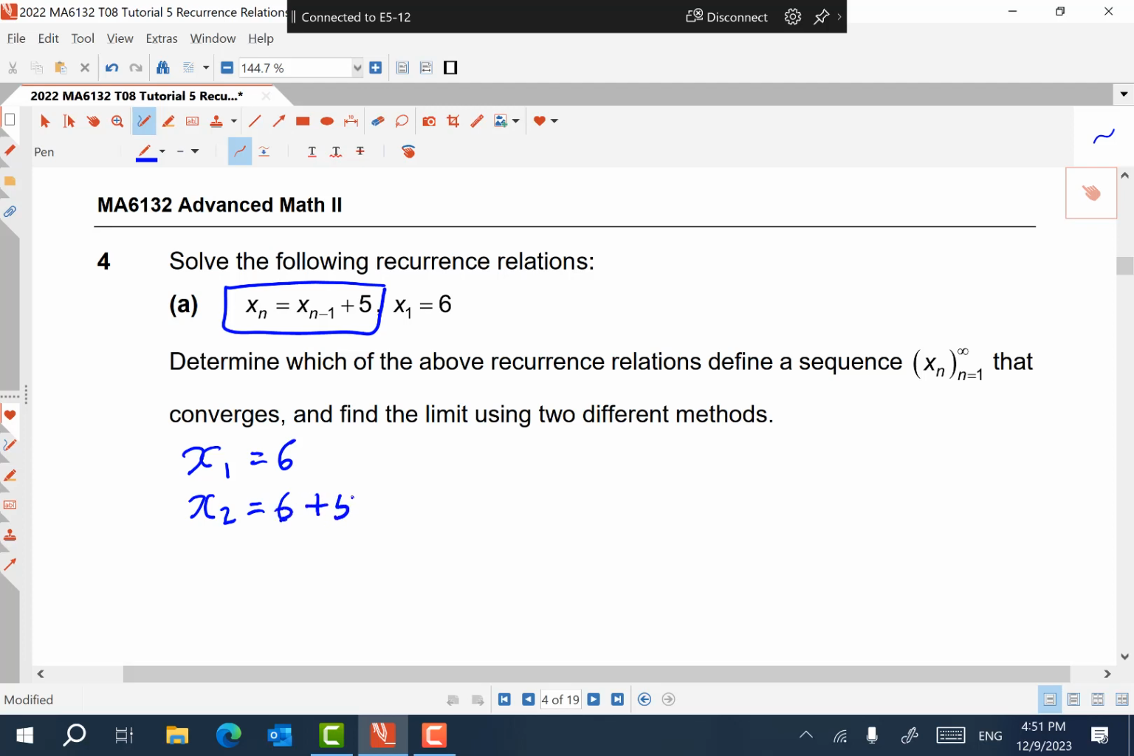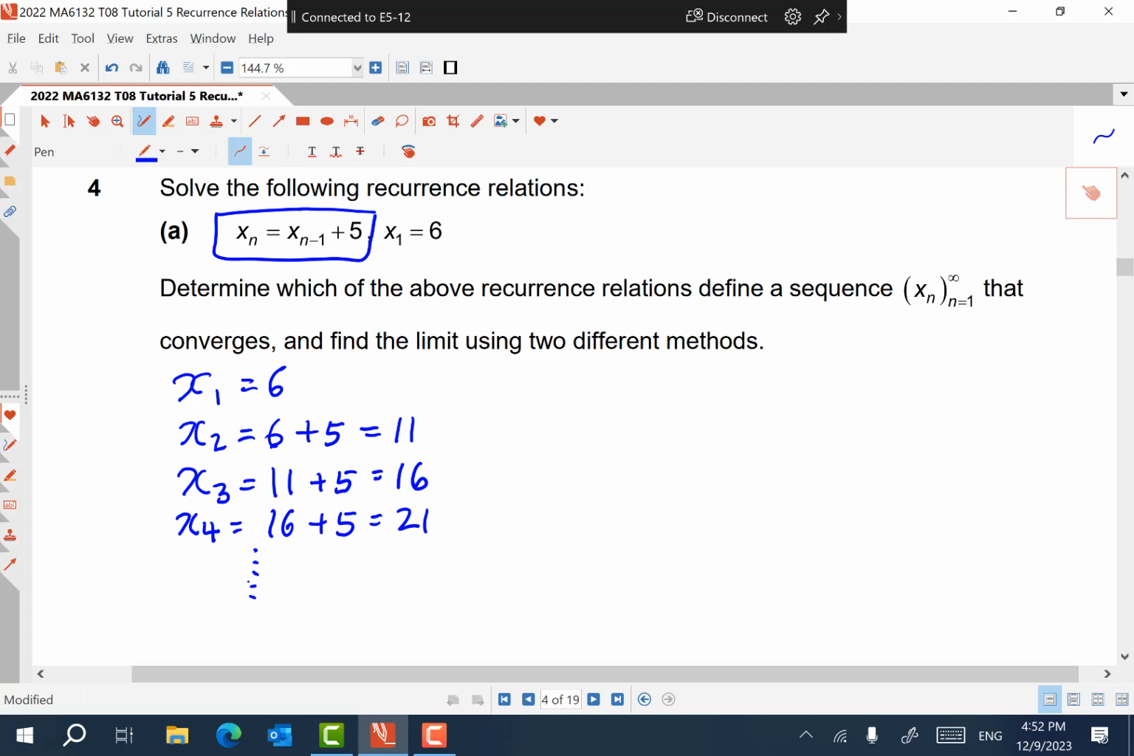6 plus 5, which is 11. And then with x2, using the recurrence relation, it is going to be 11 and then x4 is x3, which is 16. I can still hear talking, and so on. So this is called recurrence relation. It is actually a relation that I can use recursively to generate a sequence of numbers, right?